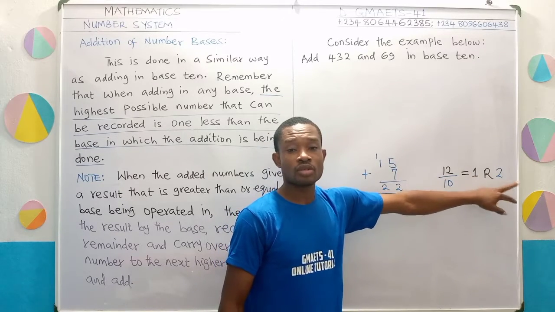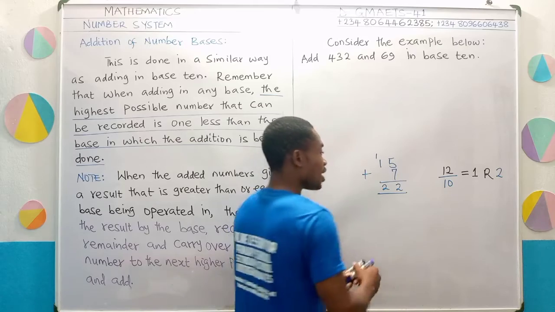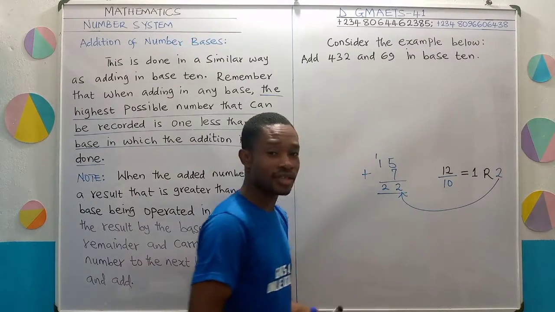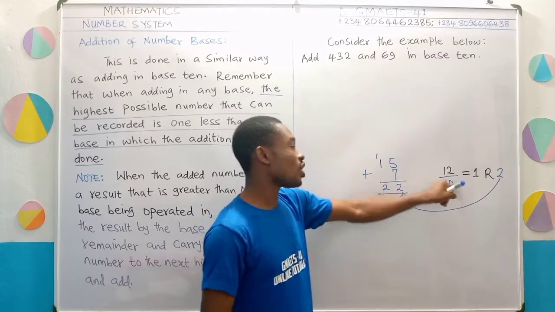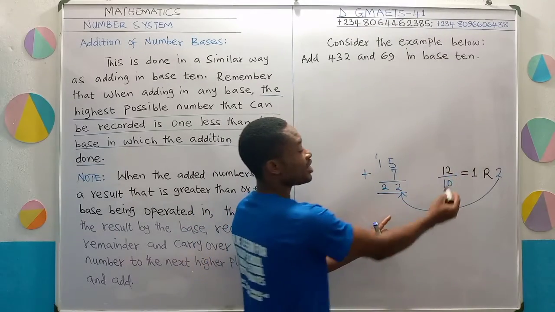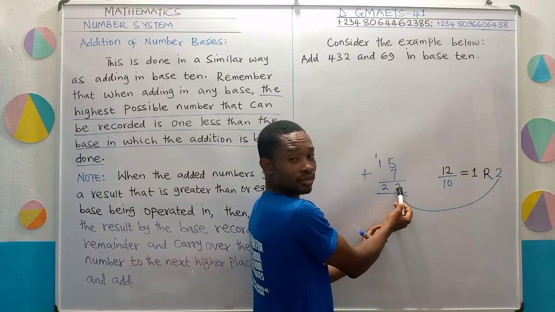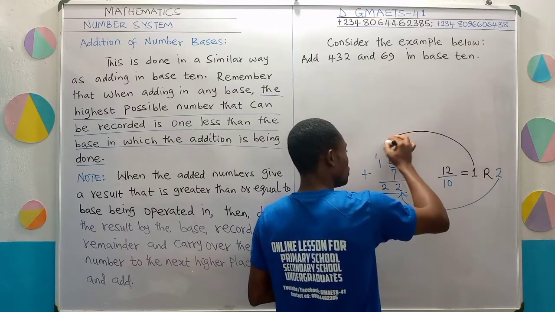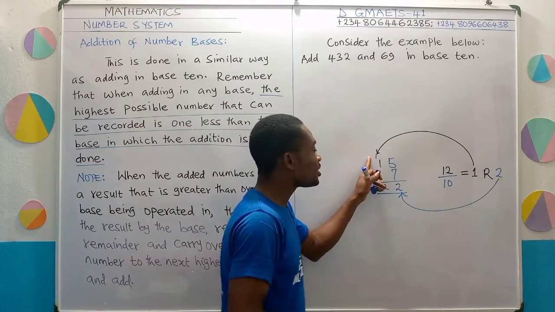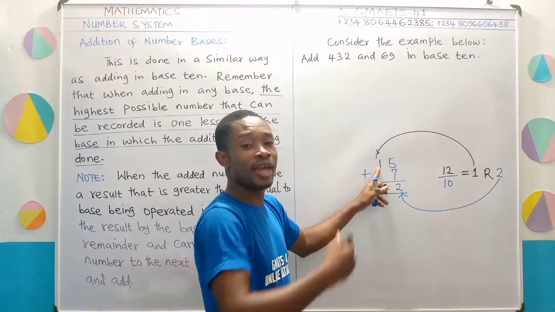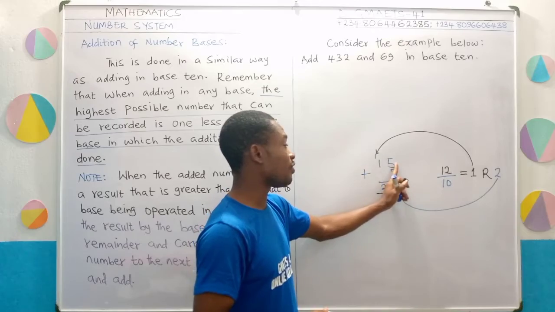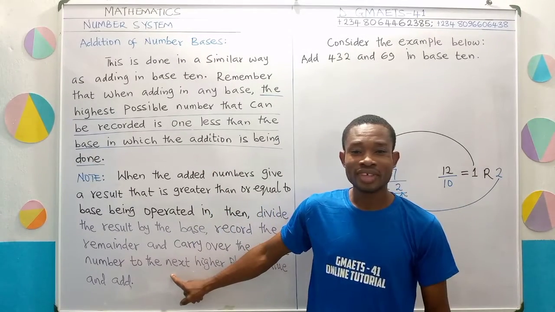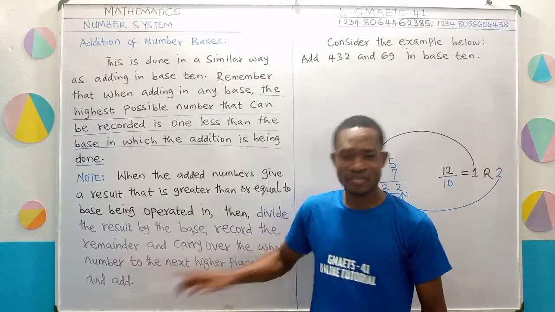The remainder will be what? 2. That remainder, you transfer it and record it down. Do you see that? That is why when I got that 12, I recorded this 2. That is the right hand digit. And then the remainder will be moved. You will add the whole number to the next higher place value. This is unit place value, this is tens. That's what you have to do, and that's what I wrote here. Very simple.